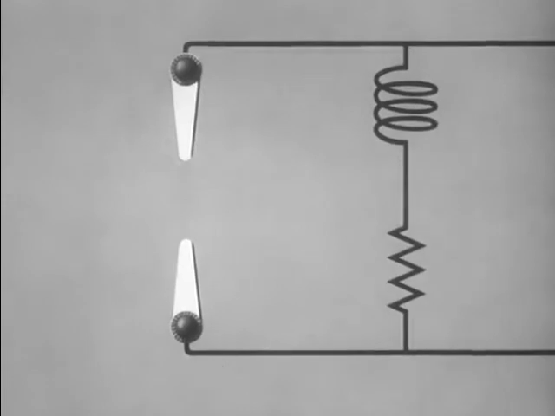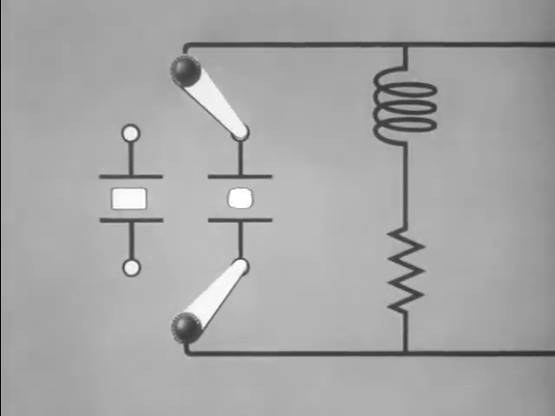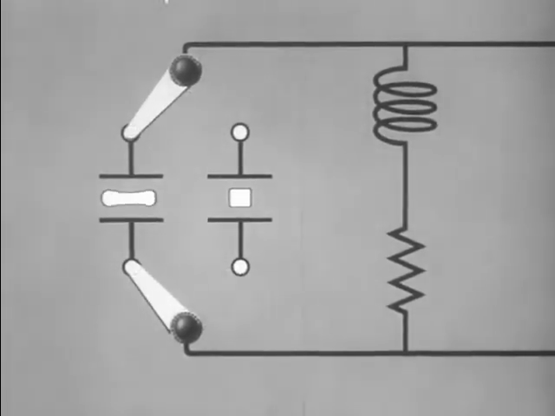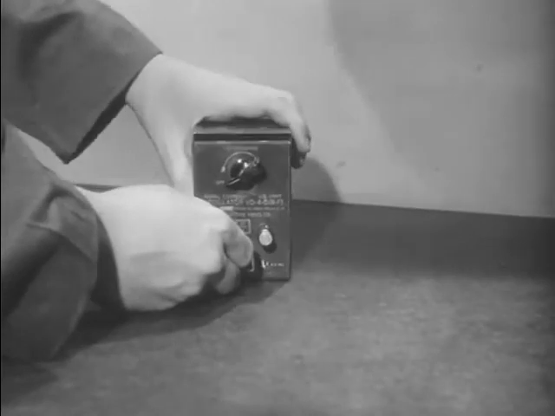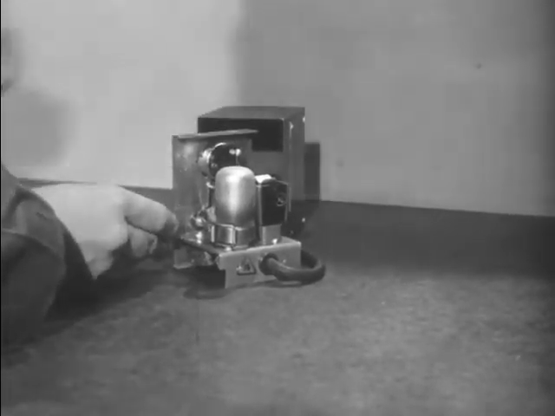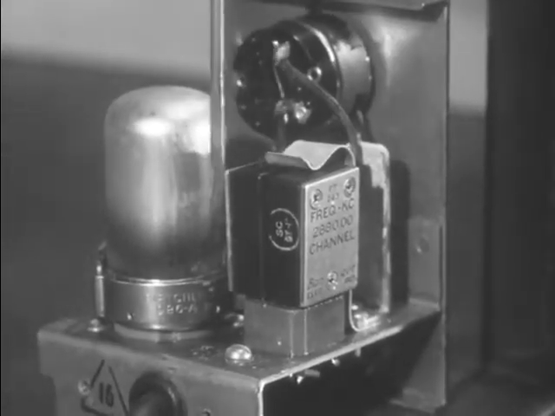By the addition of one or more crystals and a switching system, signals may be generated on other specific frequencies. This signal generator furnishes a signal on two frequencies. Note the two crystals.